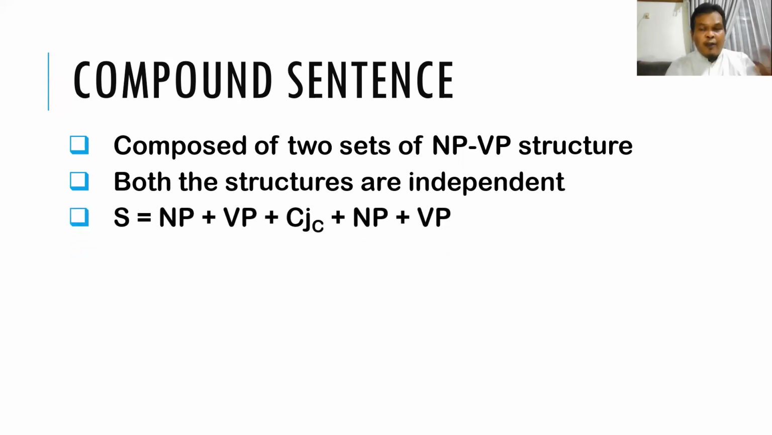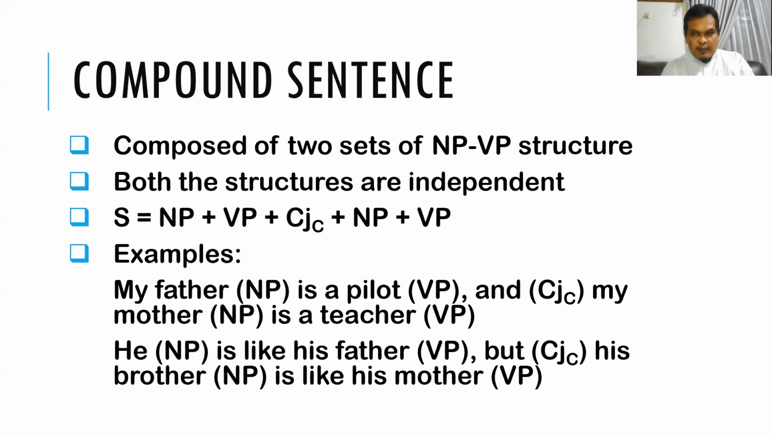Now, the structure of a compound sentence is NP plus VP and then a coordinate conjunction. So CJC stands for coordinate conjunction. And this conjunction is followed by the other NP and VP. This is the structure of a compound sentence. So you can see here that the sentence has two NPs and two VPs. Okay, here are some examples.